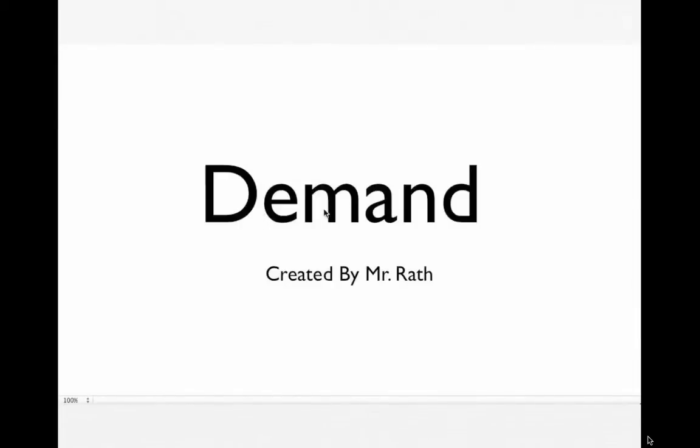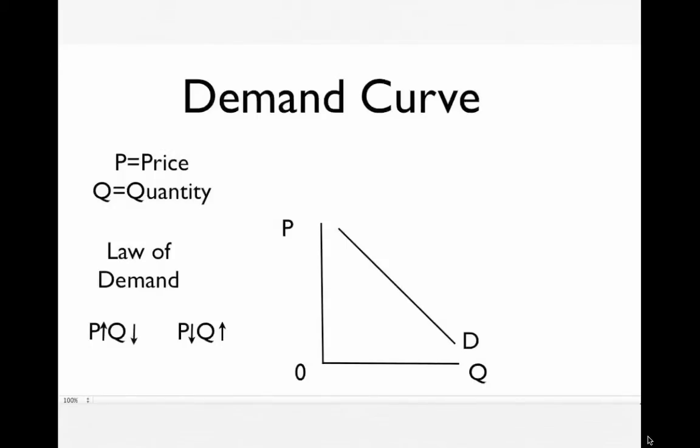Here's another video. Class, let's talk about demand. And we'll start off with the demand curve. Looking at the demand curve, you draw a line going down here, and then over here, you got P, 0, and Q. And remember, P equals price, Q equals quantity. And you have the demand curve sloping down and to the right, and that's why it's labeled D.